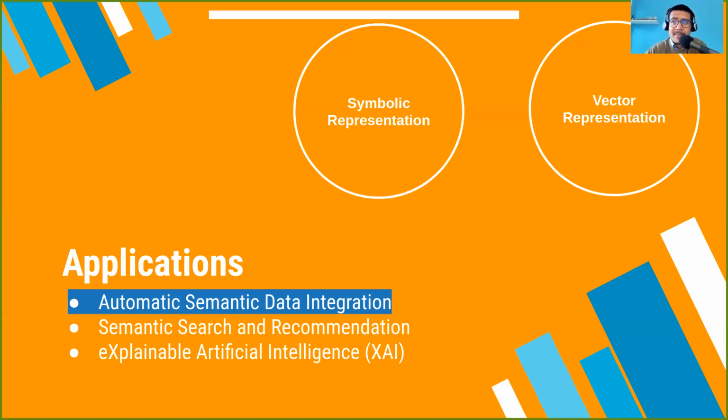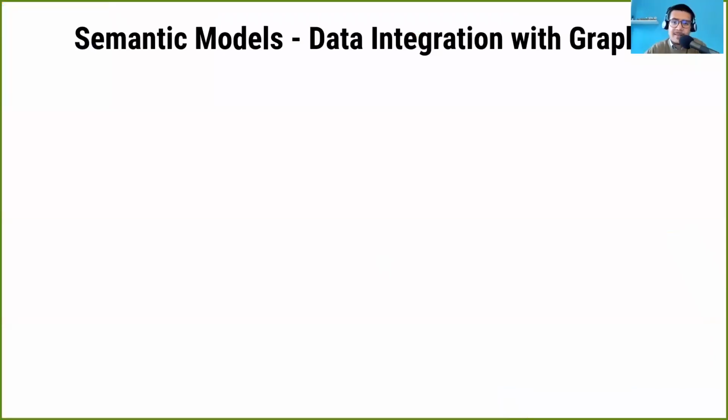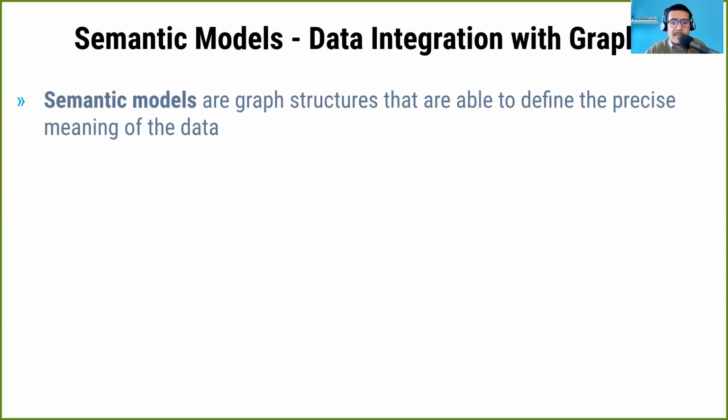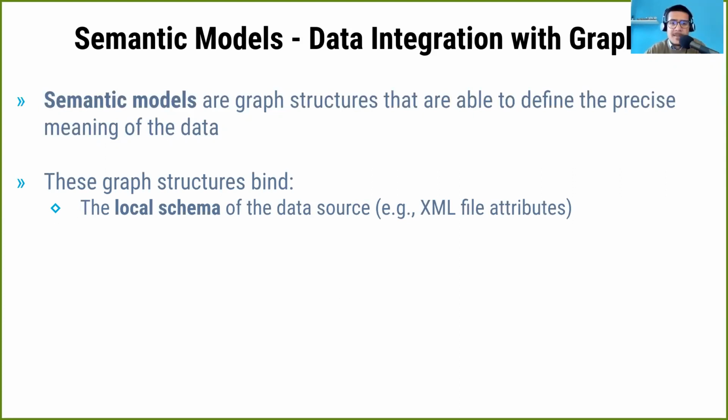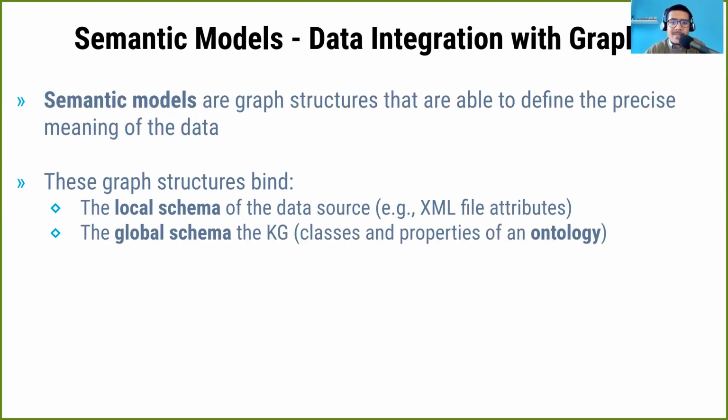automatic semantic data integration. In order to clarify this process, I provide you just a brief recap on the concept of semantic model. I will show you some formal definitions, and then I will clarify them using examples. Semantic models are graph structures that are able to define the precise meaning of the data. These graph structures bind the local schema of a data source, for instance the attributes of an XML file, and the global schema of a knowledge graph, which is represented by the classes and the properties of an ontology.